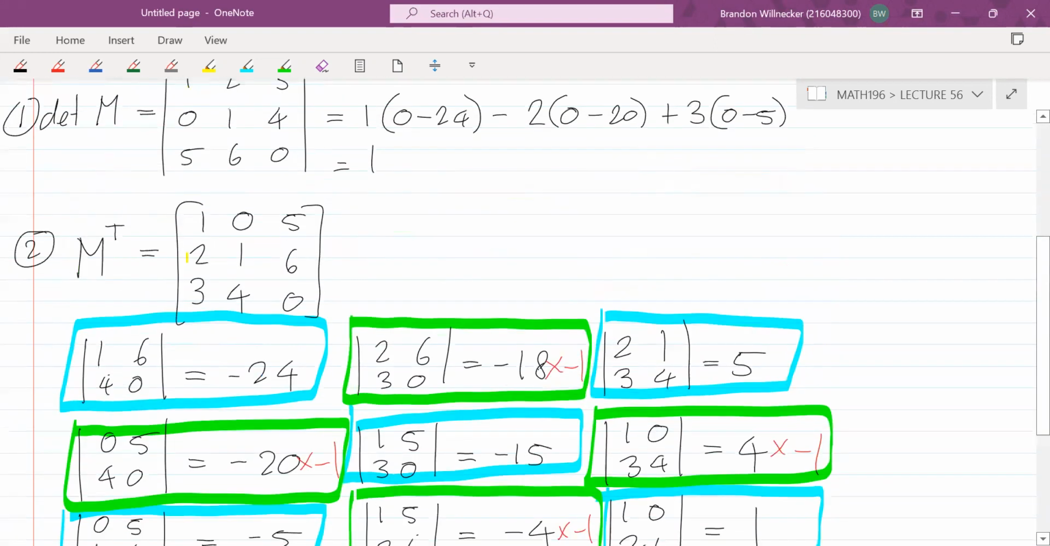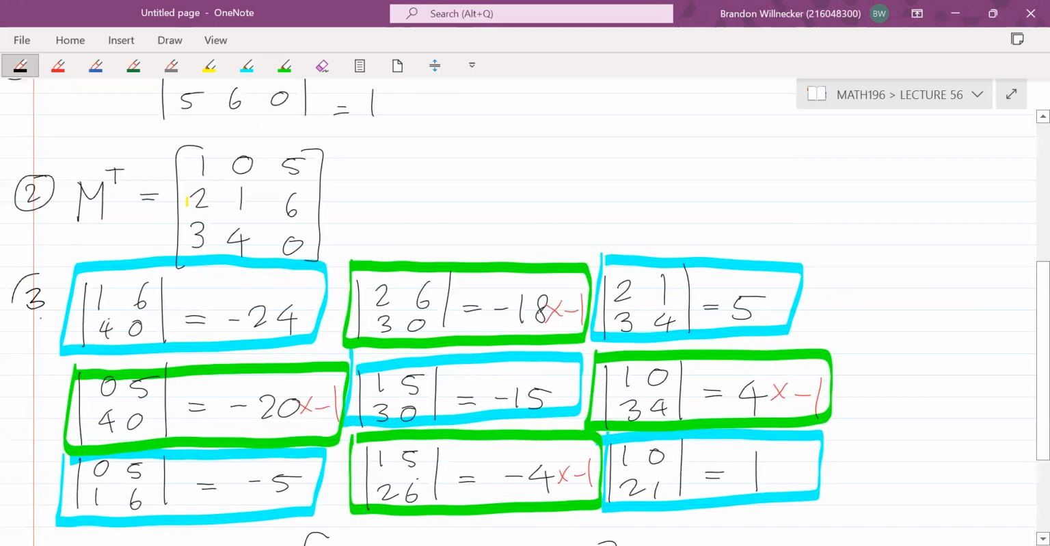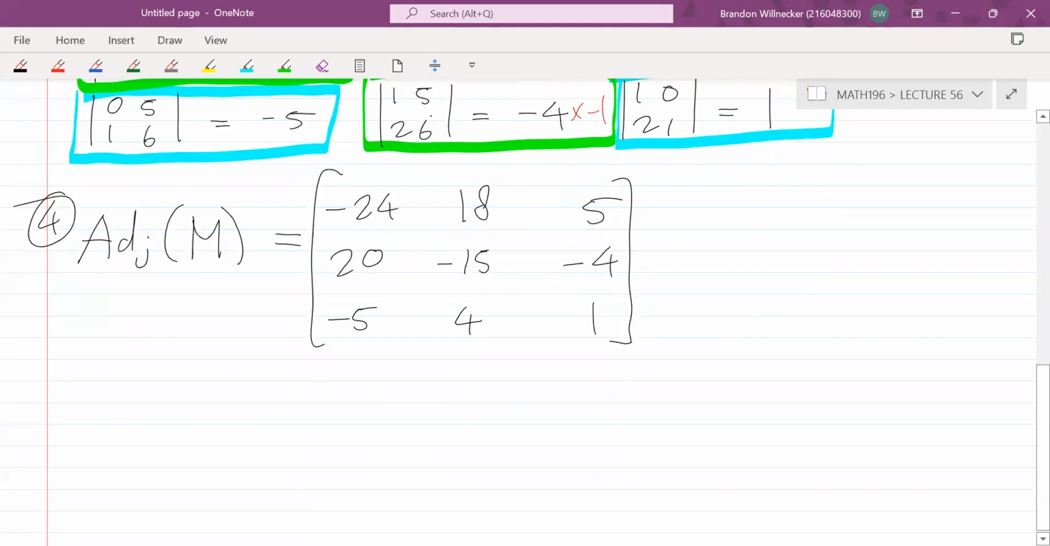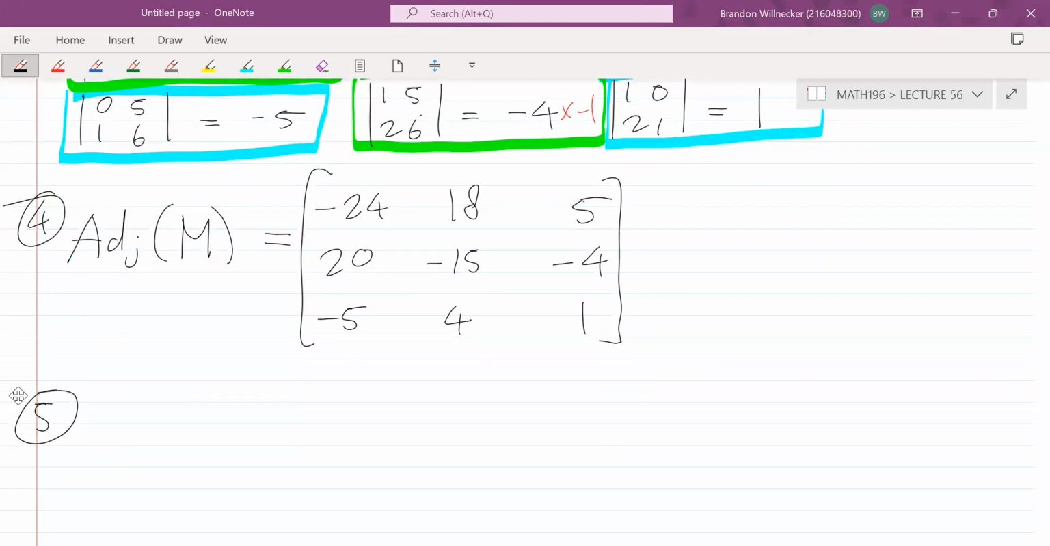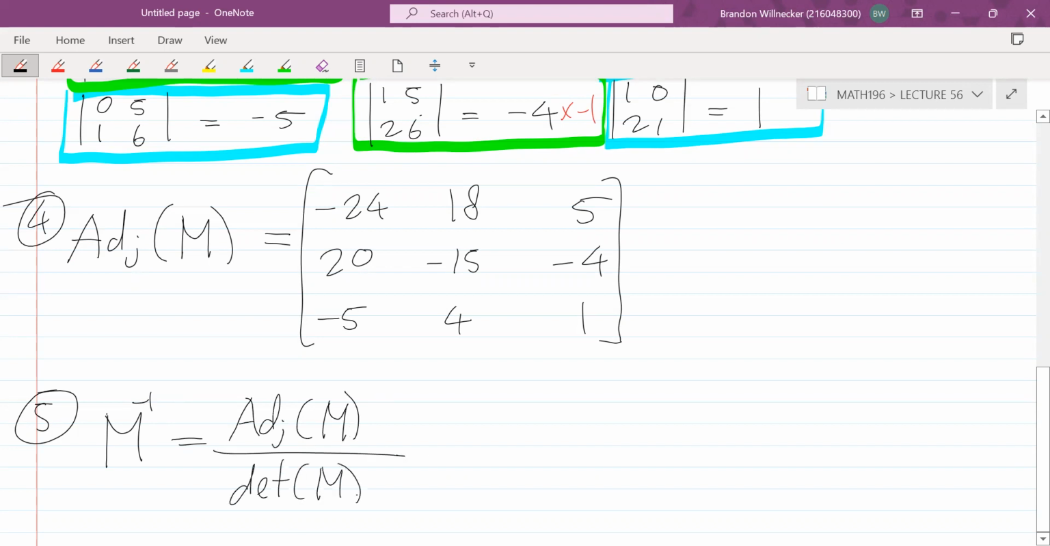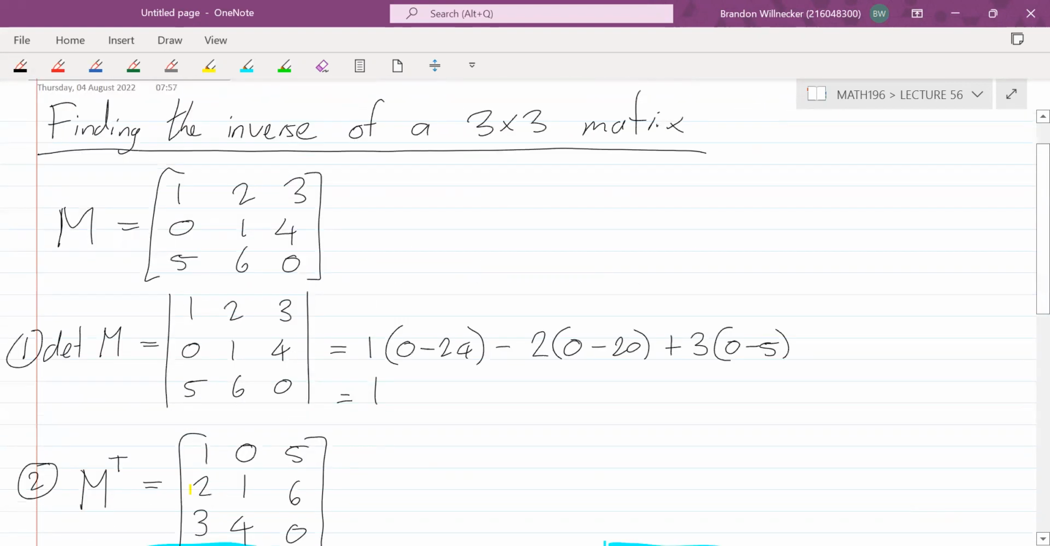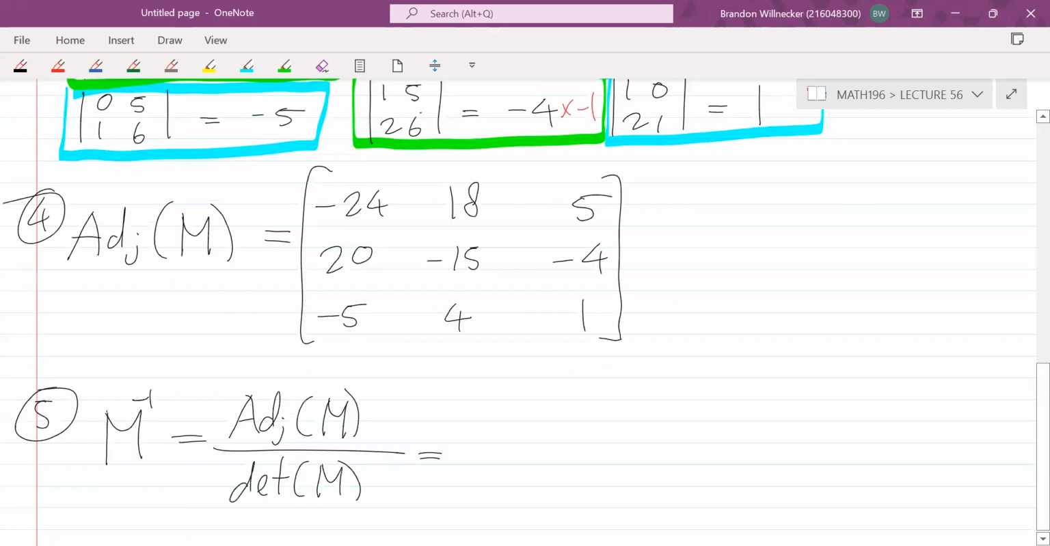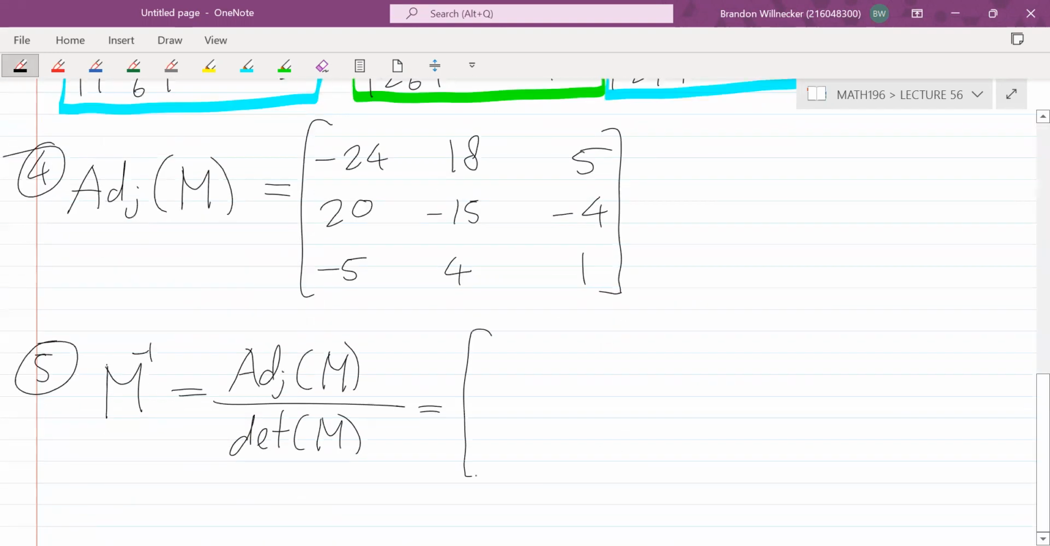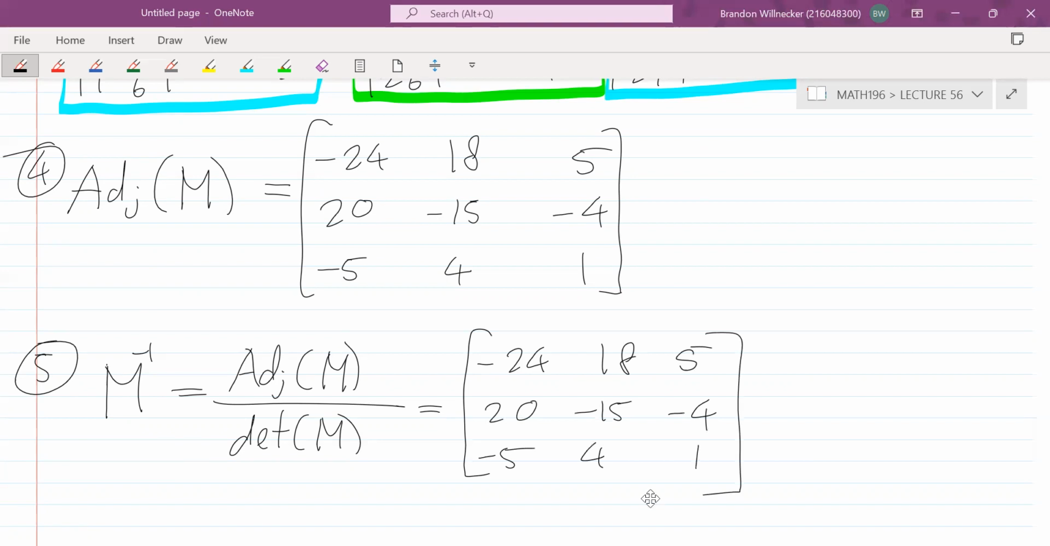Okay, so this is step 3. Oh, you can say this is step 3. You can call this step 4. Okay, step 5, and the final step is now finding the inverse. So M inverse is now given by this new matrix that we found divided by the determinant of the matrix. Okay, now the determinant was 1, so we're just dividing by 1. So that means the inverse is just this matrix here. So -24, 18, 5, 20, -15, and -4, -5, 4, and 1. Okay, so that's our inverse for M.